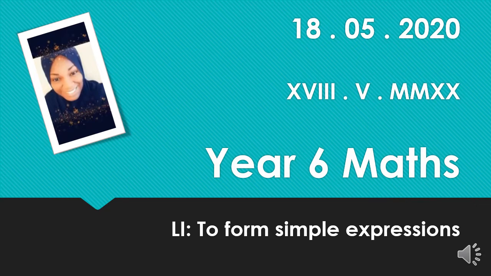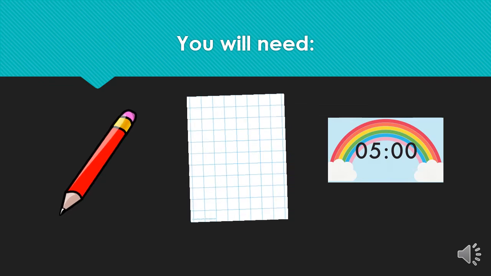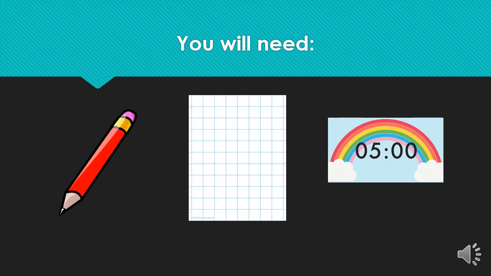So can you write down today's date, 18th of May 2020, and the LI, which is to form simple expressions. For today's lesson, you will need a pencil, a paper, and a 5-minute timer. Check.